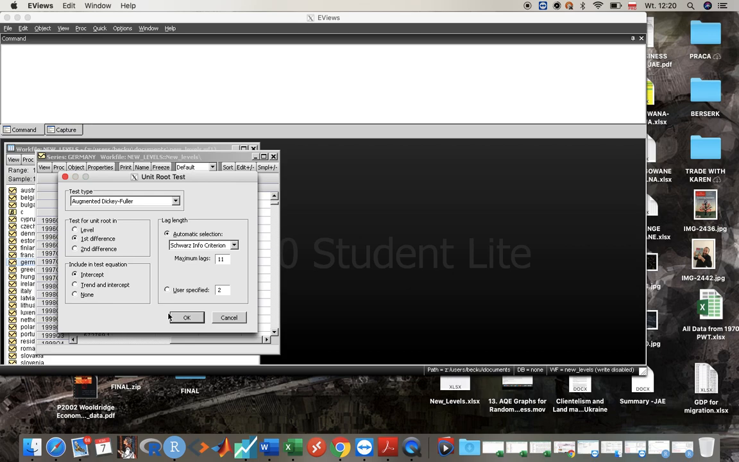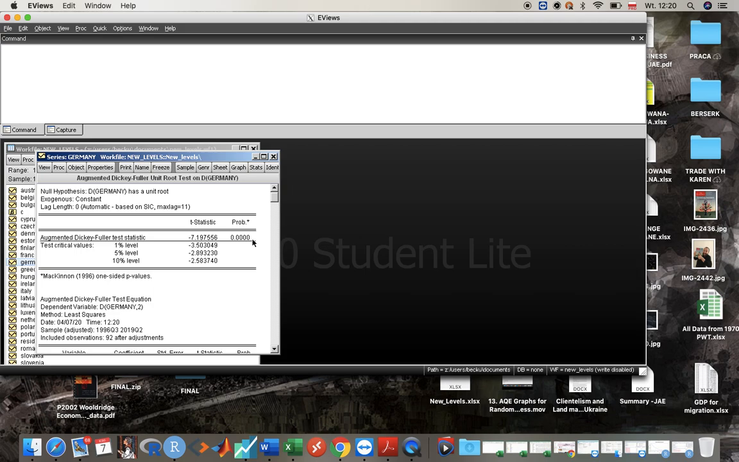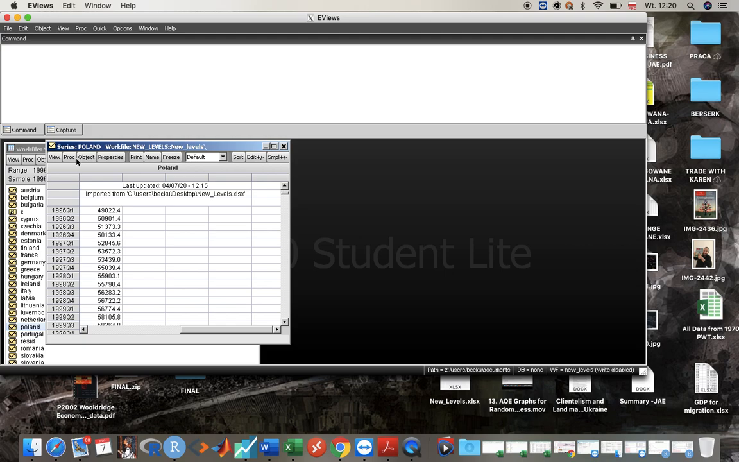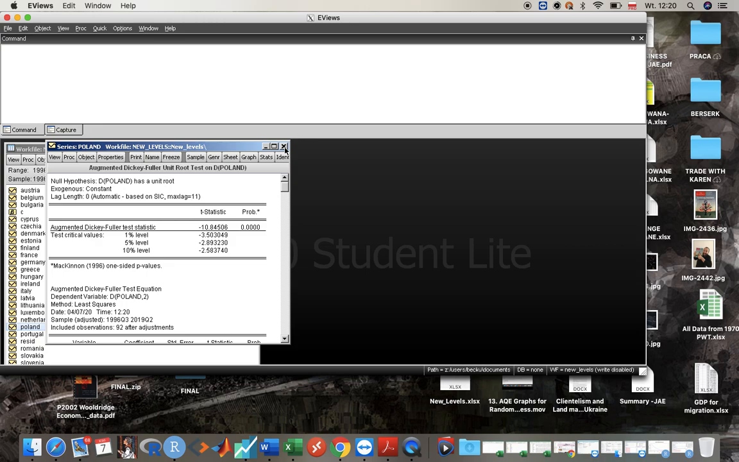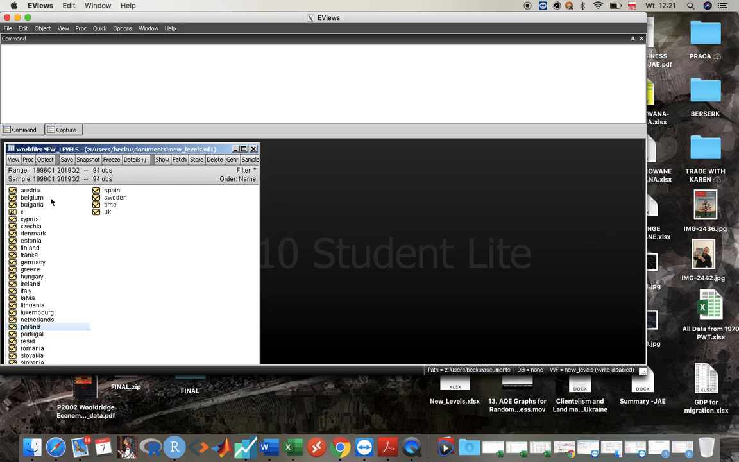So, if I make a test on first differences for Germany, no unit root. If I do the same thing for Poland, again, the same answer. Look, so when you cannot use variables in levels, you just use first differences. In case of GDP, it's best to use GDP growth rates because they are also going to be stationary.